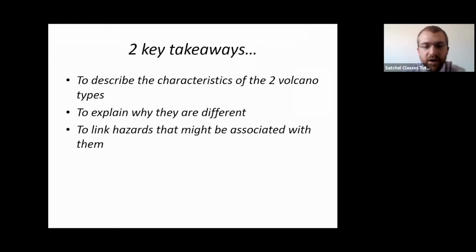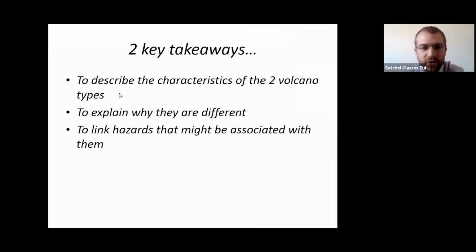Today we're going to be looking at volcanoes, and in particular the features that make up our two key volcano types. So to begin with, our key takeaway points are to describe the characteristics of our two main volcanoes, to explain why they are different, and to link to any hazards that might be associated with them. So that'll be our focus for today.